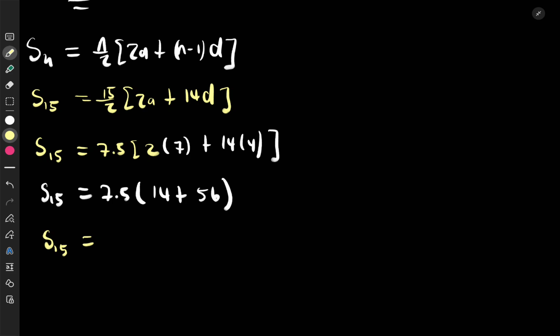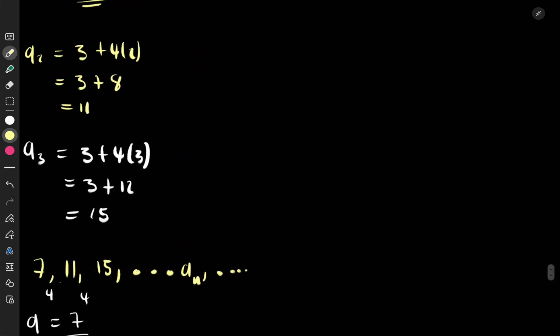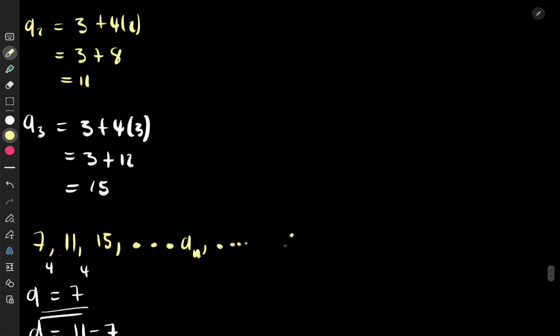What do we get now? We get 525. So you can just say 7.5 times open bracket 14 plus 56, you get S15 as 525, and here you have your solution. You are done. You have shown that this is an AP, so you can say therefore it is an AP, because you had the values of D being the same. And that is it. Goodbye for now.